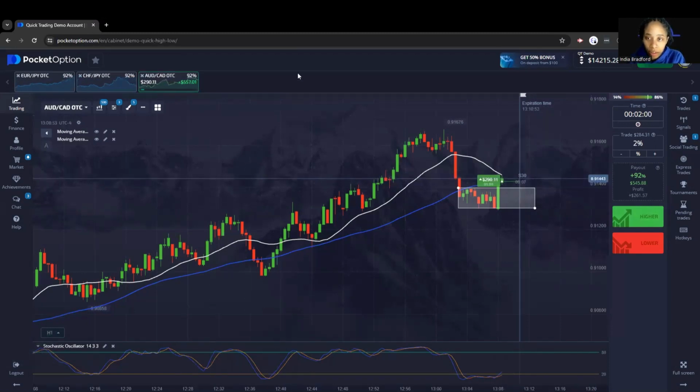When I look at the previous chart, I put the moving average 21 here, which is this white line. So if you don't know how to put the moving average, you're going to click here and go to moving average. This is your indicators. And while we're waiting for this trade to close, I'm going to be explaining this strategy here.